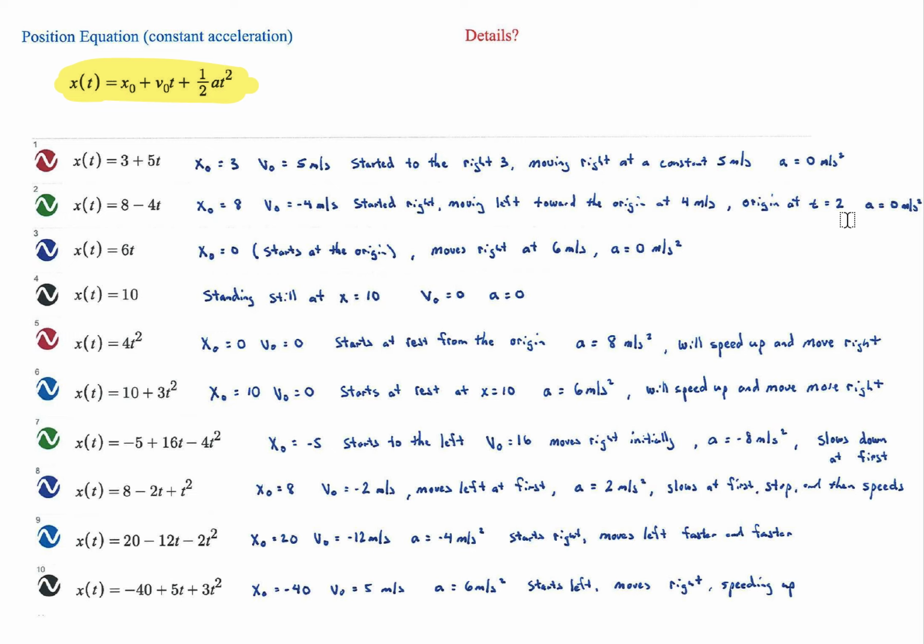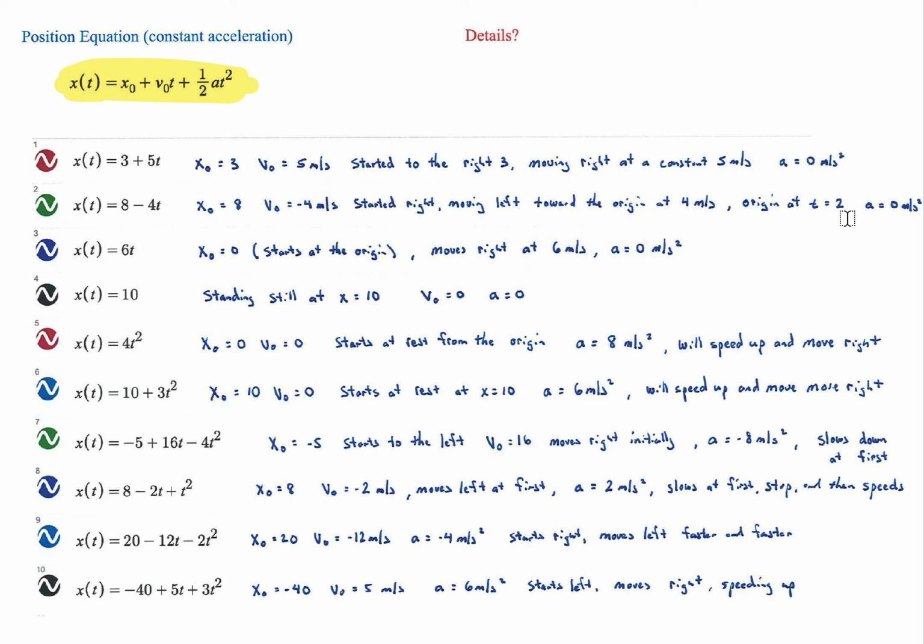We can actually figure out pretty easily that it will reach the origin at 2 seconds, right? 8 minus 4 times 2, right? It will take 2 seconds for this object to travel the 8 meters back to the origin. And after that, it will continue to go left and just go away from the origin. But the whole time it is traveling at a speed of 4 meters per second. It just happens to be going left, right?